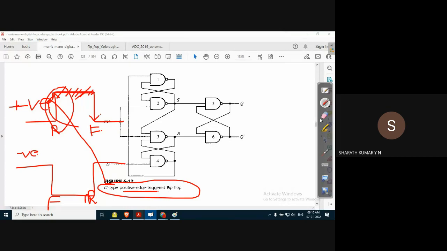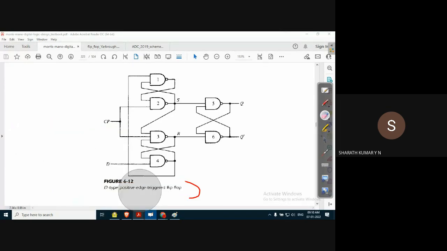Okay, how to do this? For this, we have to make sure that S and R are at logic 1, because when both are 1, the output does not change. No change in the output.